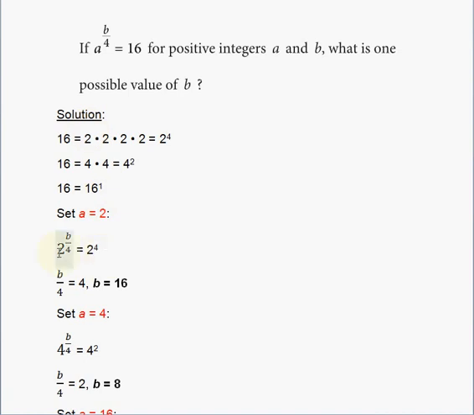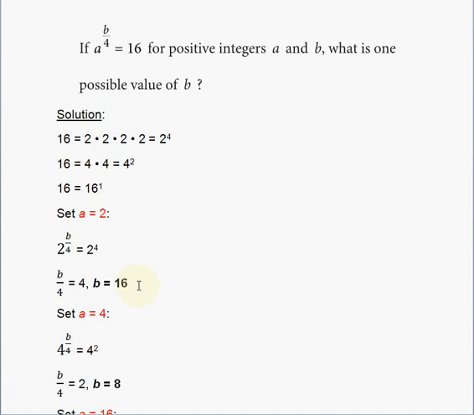If your bases are the same, you can set their powers equal. That's the rule: first you set the bases equal, and then you set their respective powers equal. So b over 4 is equal to 4. If you multiply both sides by 4, b is equal to 16. Bingo, that's your first possible value of b.